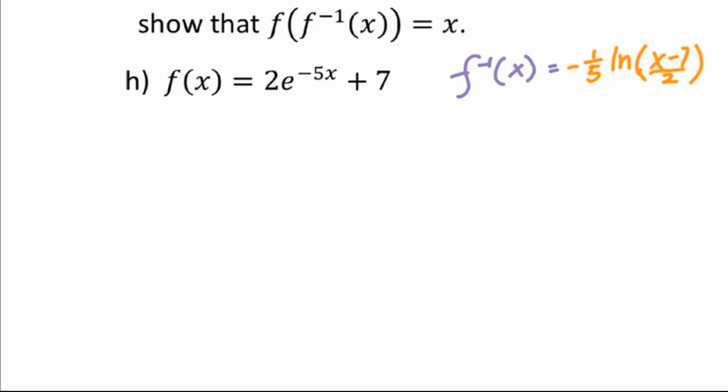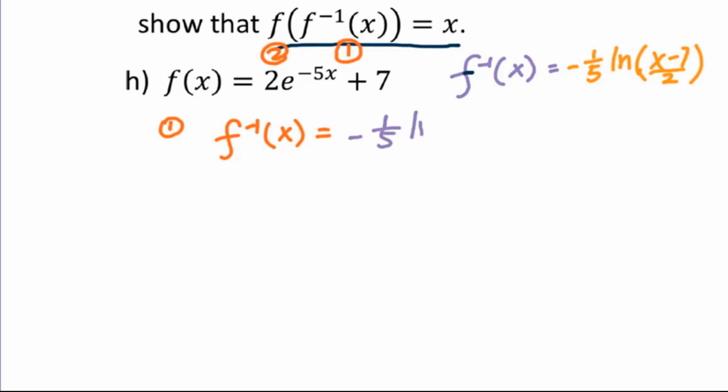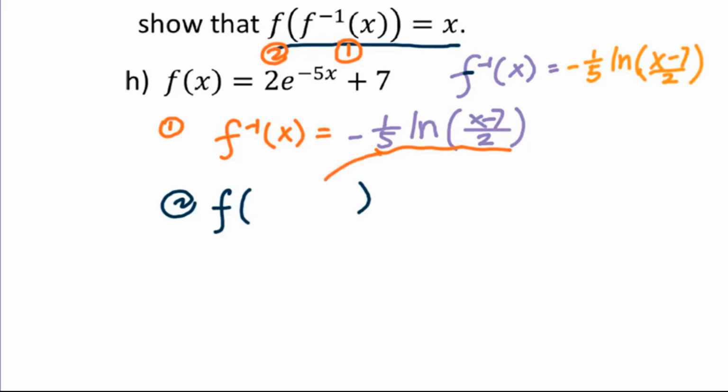Now we have shown that this is true for these two inverse functions. When you're working on a composite function, remember inside first. So we have to do the inverse function first, then go to the original function. The inverse function is negative 1 over 5 times the natural log of (x minus 7) over 2. Then we go to f of something, and this one goes in here.